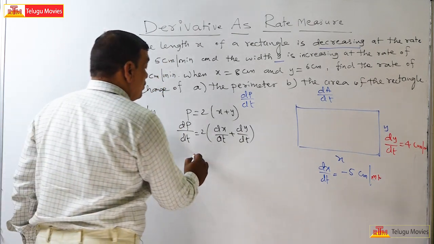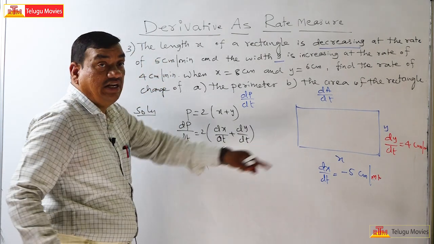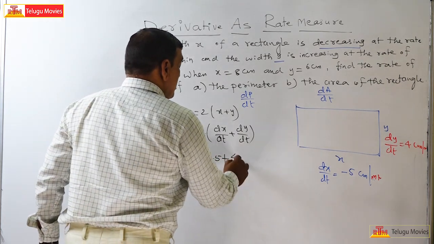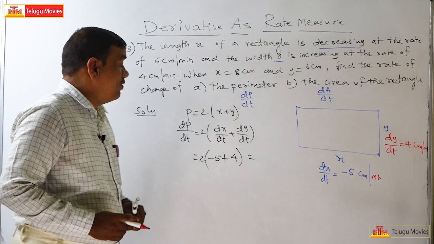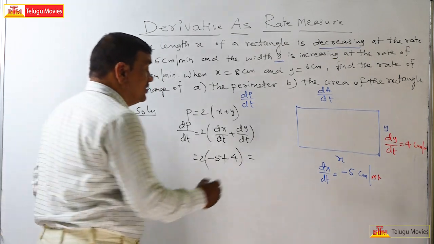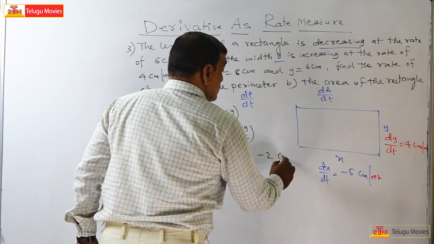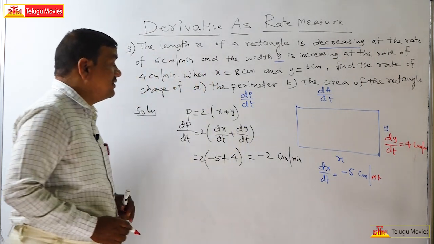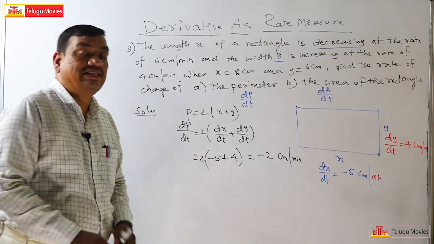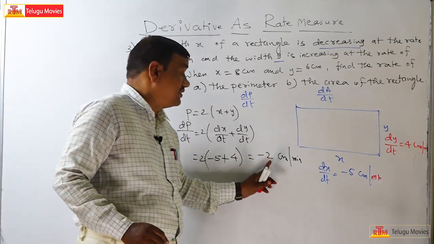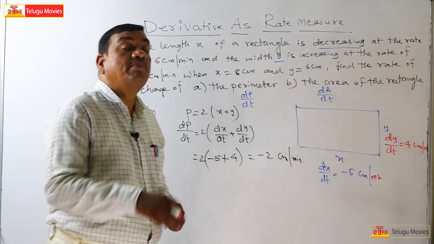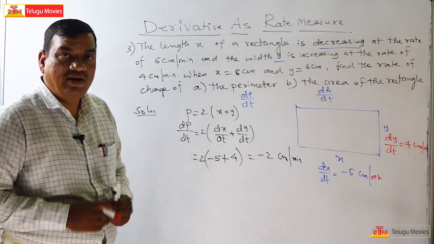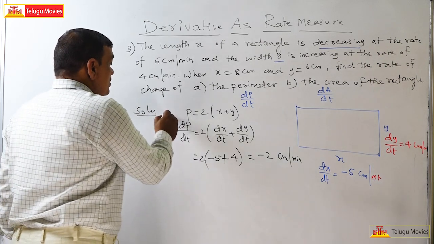So this is equal to 2 times, dx by dt means how much? Minus 5. dy by dt means how much? 4. Minus 5 plus 4 is minus 1. This is equal to minus 2 centimeters per minute. That means the perimeter decreases 2 centimeters per minute. Okay, now. This is the first one.